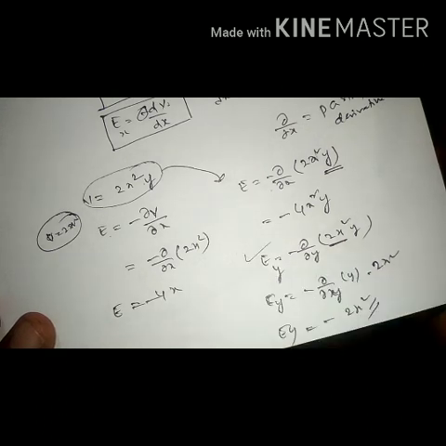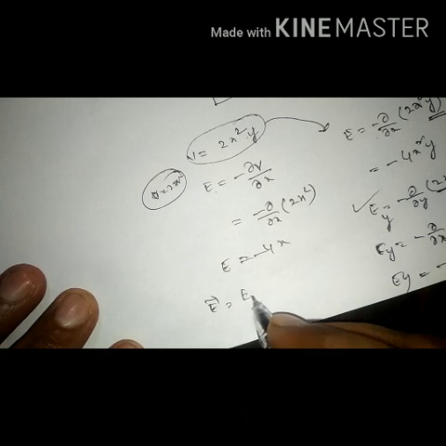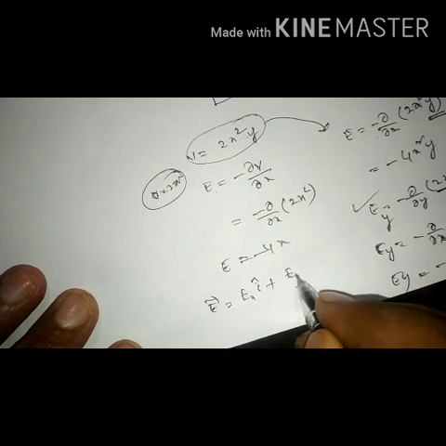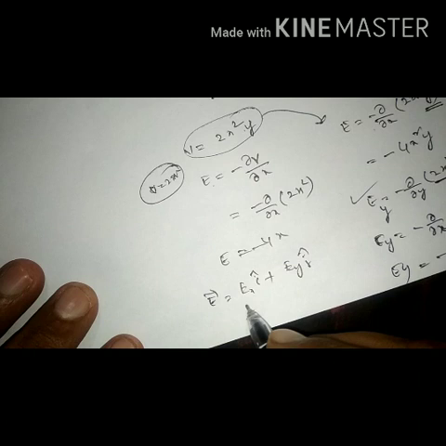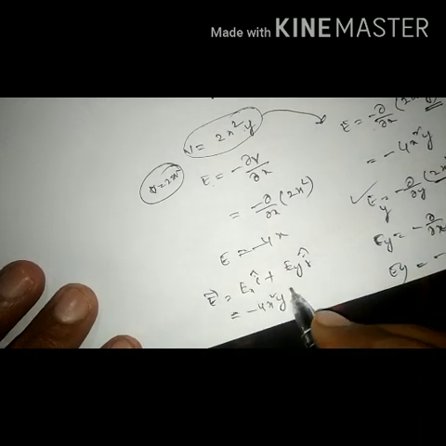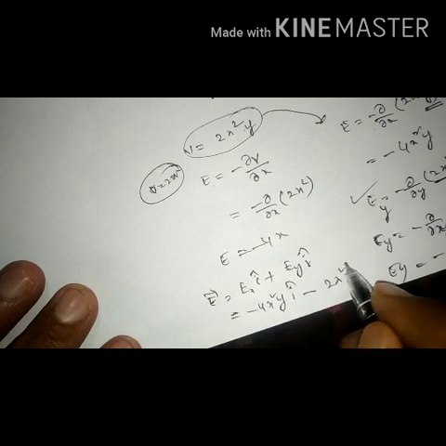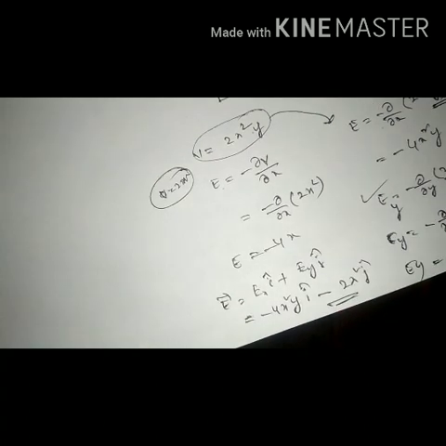So like this you are going to get. Suppose if you want to write E bar is equal to Ex i cap plus Ey j cap. So in the second problem what you can write is minus 4xy i cap minus 2x square j cap. So like this we can solve some problems.